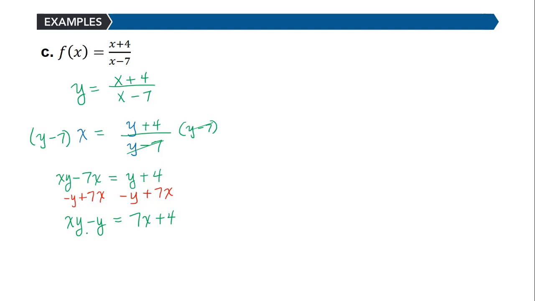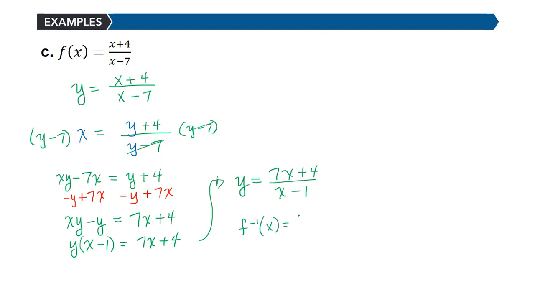To get the y by itself, I need to factor the y out on the left. This gives me y times the expression (x minus 1) equals 7x plus 4. So to solve for y, I'm going to divide each side by x minus 1. Therefore, y is equal to (7x plus 4), all divided by (x minus 1). So our inverse function is f inverse of x is equal to (7x plus 4), all divided by (x minus 1).